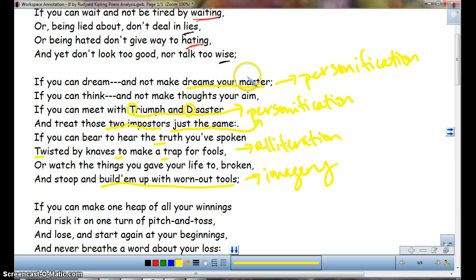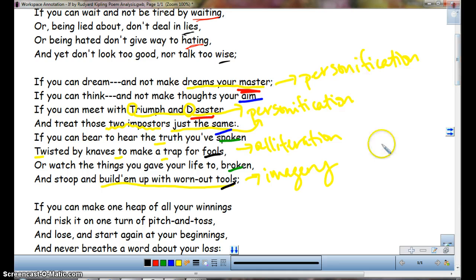So we can see in the first one, there wasn't a lot of literary techniques being used other than rhyming, and there was one example of an idiom. Now notice our rhyming pattern continues. Master, disaster, aim and same, spoken and broken, fools and tools. So all of that continues, but there's much more personification. There's much more alliteration, imagery, other tools that the authors use.